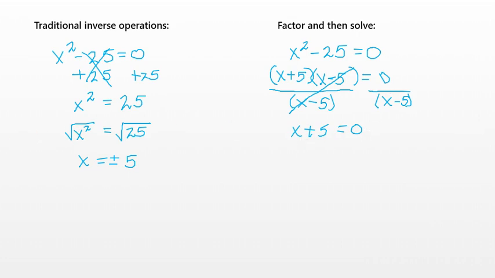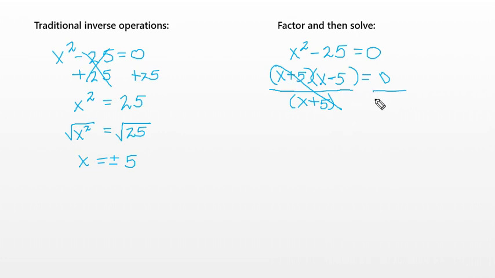I can also do the same thing using the other factor. So instead of dividing both sides by x minus 5, I can divide both sides by x plus 5. And then these would equal 1. Their quotient would be 1.